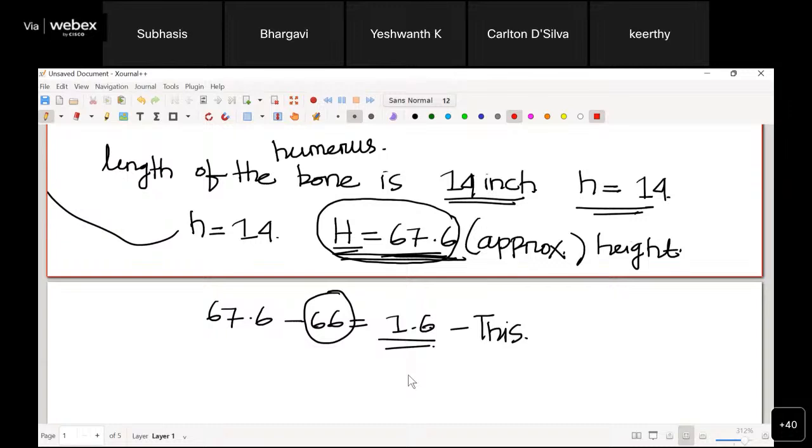Sir, errors are always added, right? Am I correct? I don't think so. It depends on the particular scenario. But certainly in this case, we are subtracting the lower thing from the higher. Yes, sir.